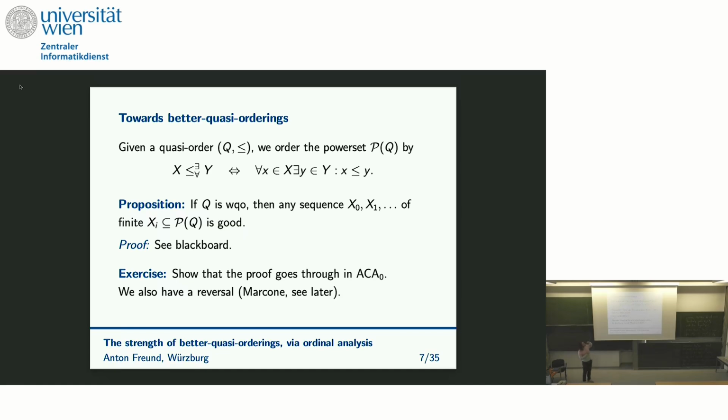Another fact about this is that there's also a reversal. This proposition is not only provable in ACA naught, it's also equivalent to ACA naught, and we will see that later. That's a result of Marcone, and we will see the proof.